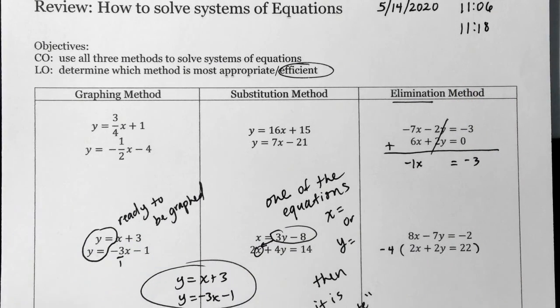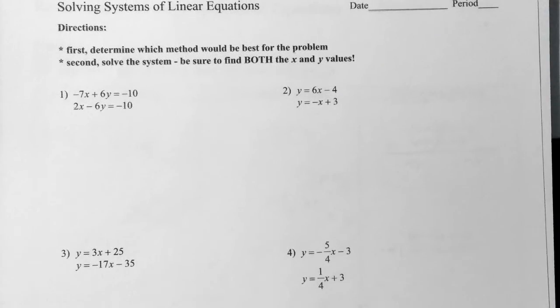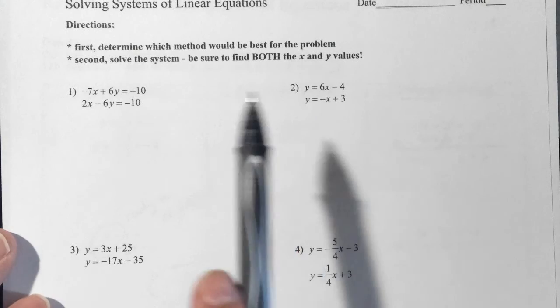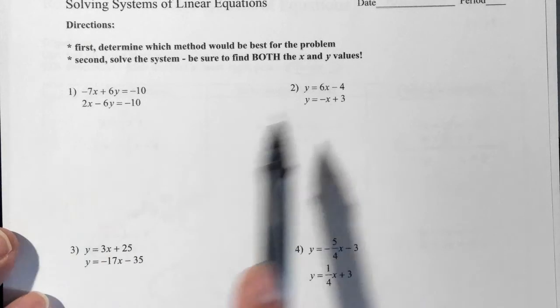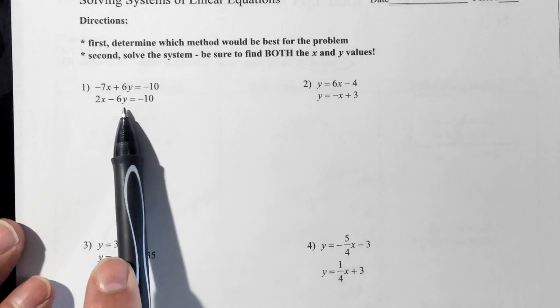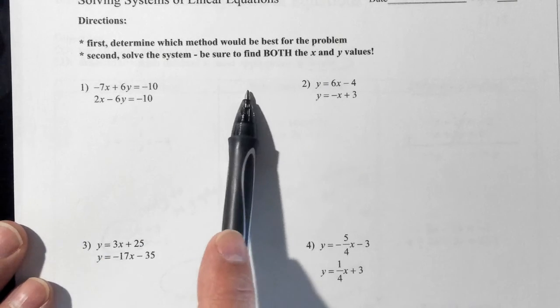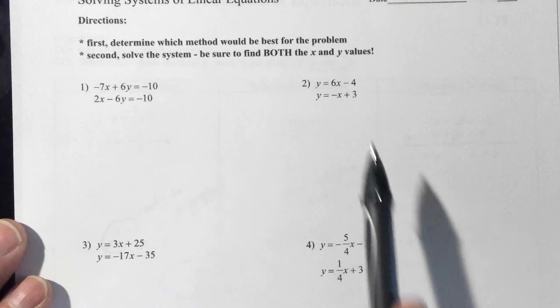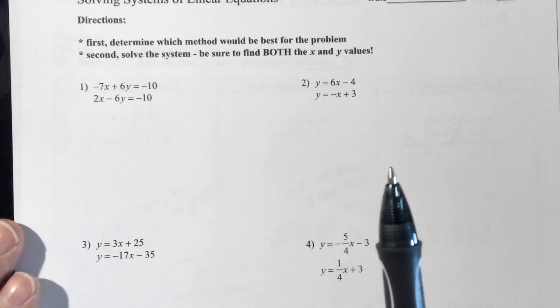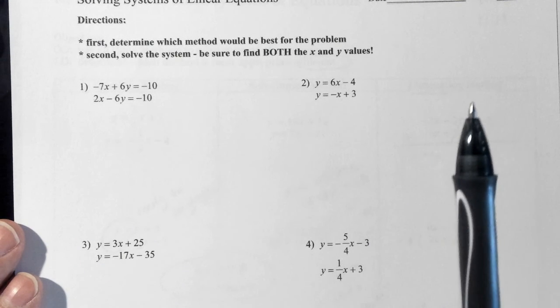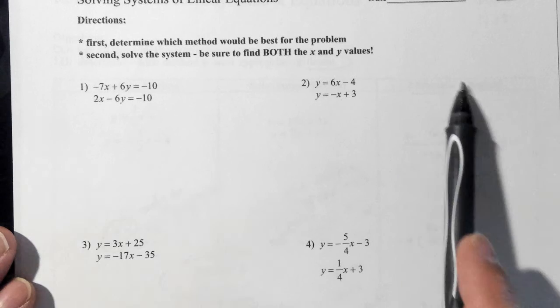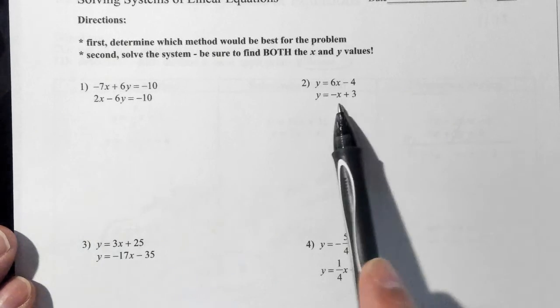So, anyway, on the assignment, the first thing you want to do is write down which method is best. What method are you going to use? Graphing, elimination, or substitution? Write down what method you're going to use, and then use that method.